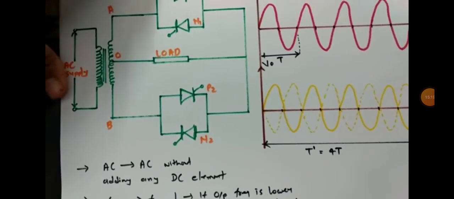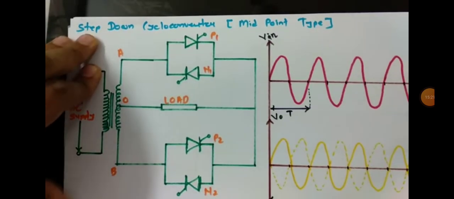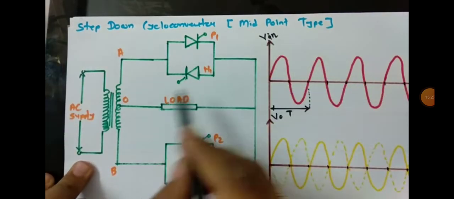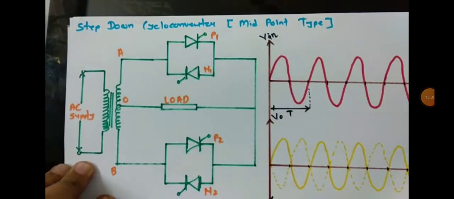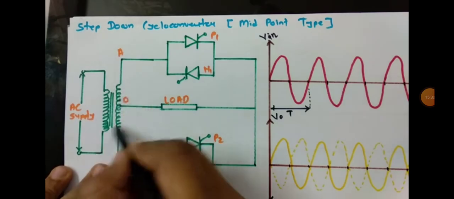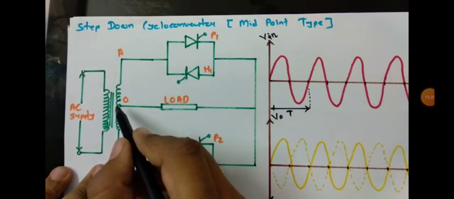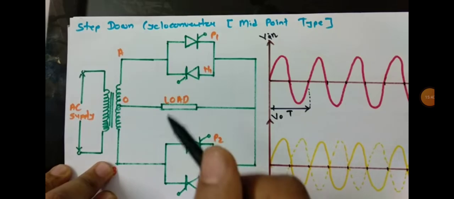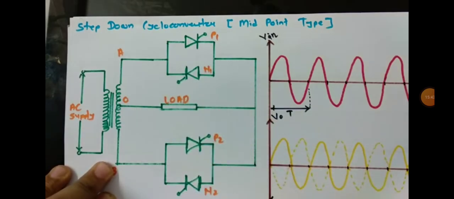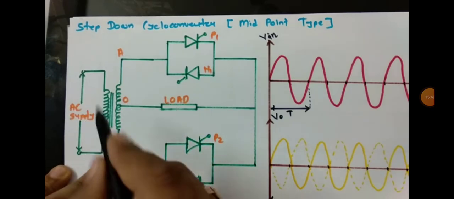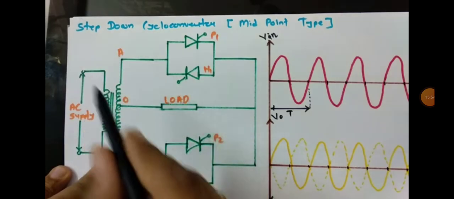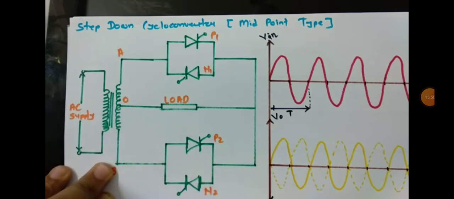Basically here in step down cycloconverter, I'll be explaining the midpoint type of step down cycloconverter. This circuit is the midpoint type of cycloconverter. The reason is that in this transformer we have center tapping, that's why it is midpoint type. Cycloconverter means it is an AC signal to AC signal converter without adding any DC element inside. So here we will be translating one frequency of input into another frequency of output. This is a step down cycloconverter because the output frequency is lower than the input frequency.